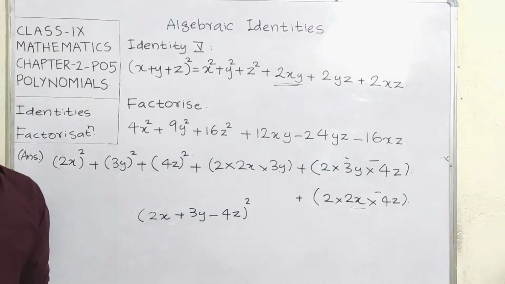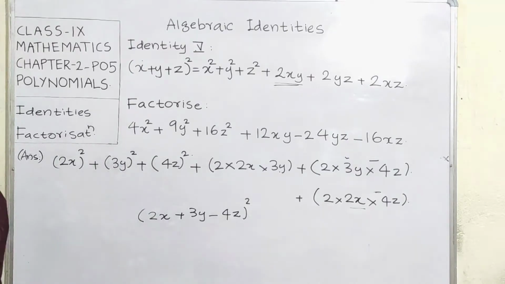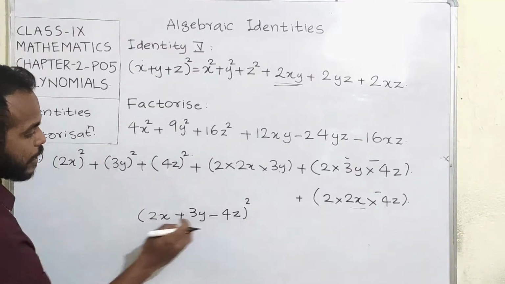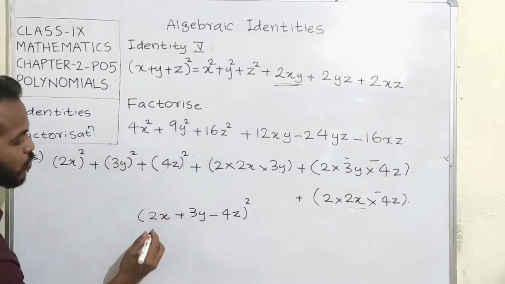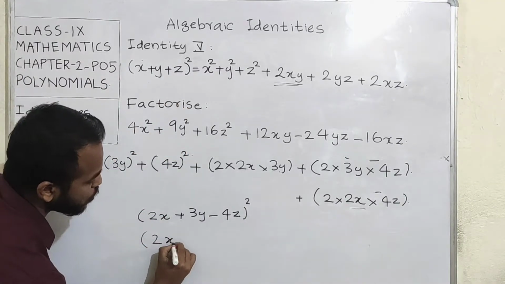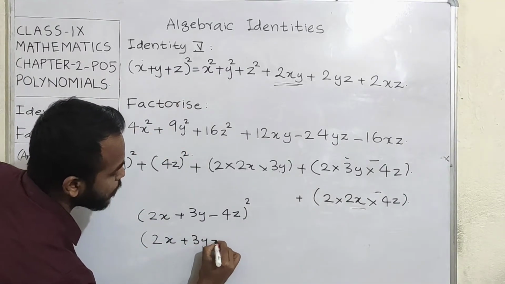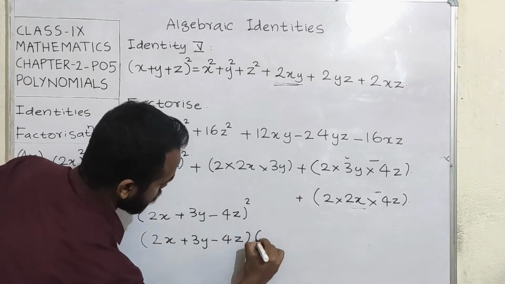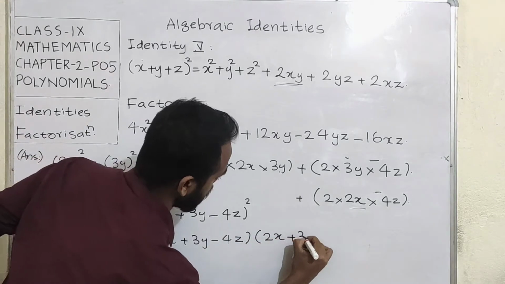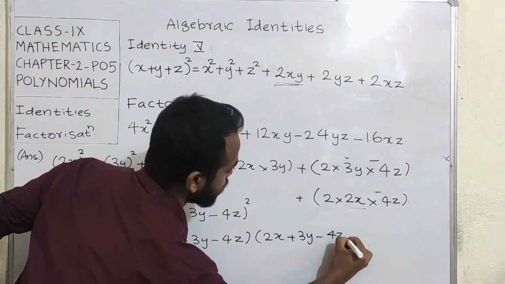If you are doing it for the first time, you may feel a small doubt, but there are some more example questions in your textbook. Try to solve them, then it will be very comfortable for you. Now it's said to factorize, so we should make it as a product of two different terms. So it will be minus 4z times 2x plus 3y minus 4z.